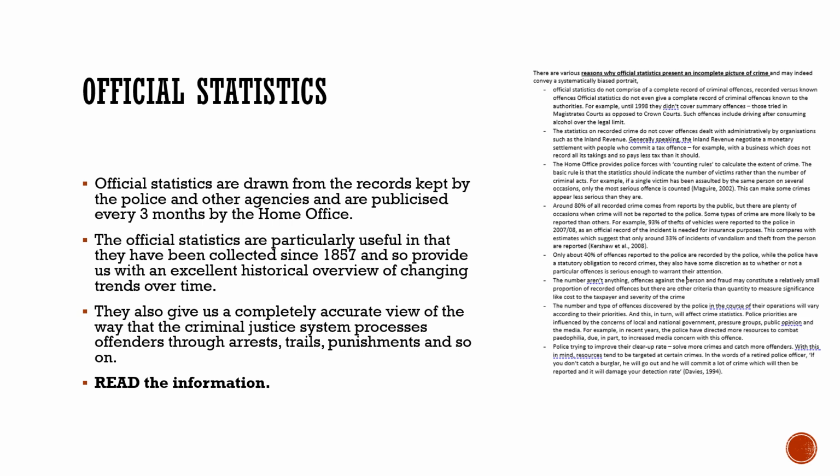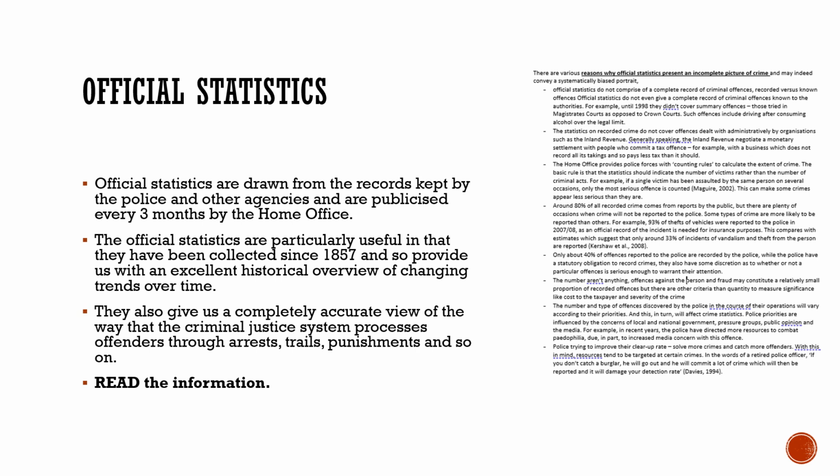Okay, so the last thing you need to do is have a look on page 10 at the evaluations around official statistics. So in summary, they're drawn from the records kept by the police and the courts and other agencies. They are useful in tracking data over time, although they should not be considered an objective measure of actual crime and deviant behaviour.